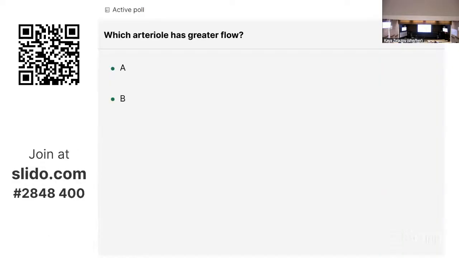Okay. So let me know. What do we think? A or B?